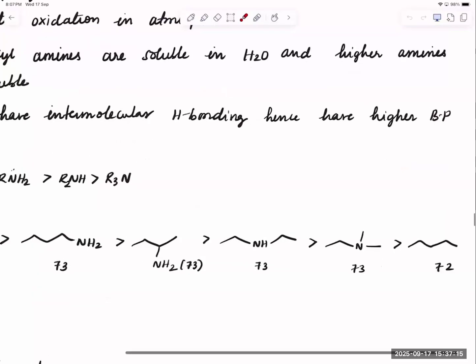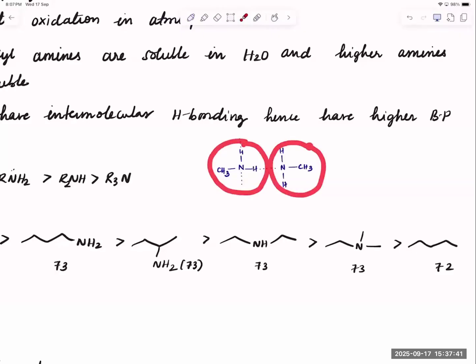Got it? So, for instance, if you have nitrogen with 2 hydrogens here and CH3 here, this is a primary amine. Here you can have hydrogen bonding with the next nitrogen possible, like this, CH3. Same goes here and same goes here. So, primary amines, each of them will have respective intermolecular hydrogen bonding within them. And that leads to a higher boiling point as well.